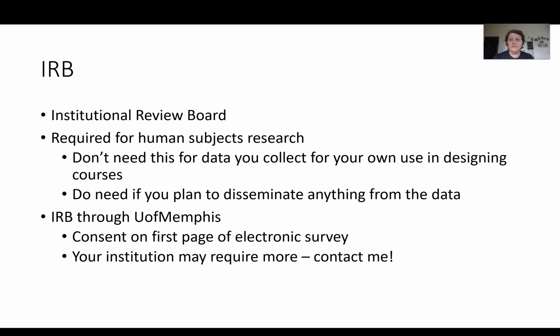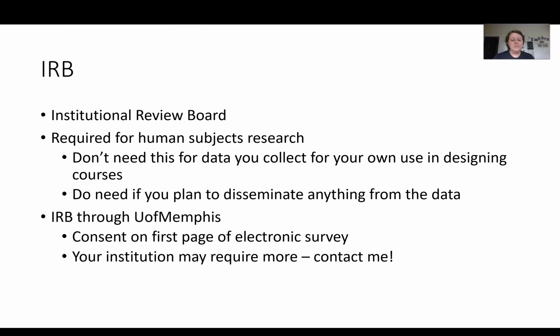So like I said, I have this IRB through the University of Memphis. The surveys have the consent form on the very first page. So if students consent, they go ahead and take the survey. If they don't consent, it just takes them to a thanks, you're done screen. You might think that that means that a lot of them would not consent. That's not true. We actually have almost, not quite 100%, but very close to 100% of students that do consent to take this.